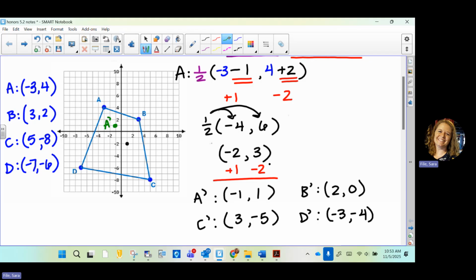So now my new B prime is at 2, 0. C prime is at 3, -5. And D prime is at -3, -4. So you can see this image, you get that same trapezoid. It is reduced because our scale factor was 1/2. So this was a reduction of 1/2 centered at that black point right there.